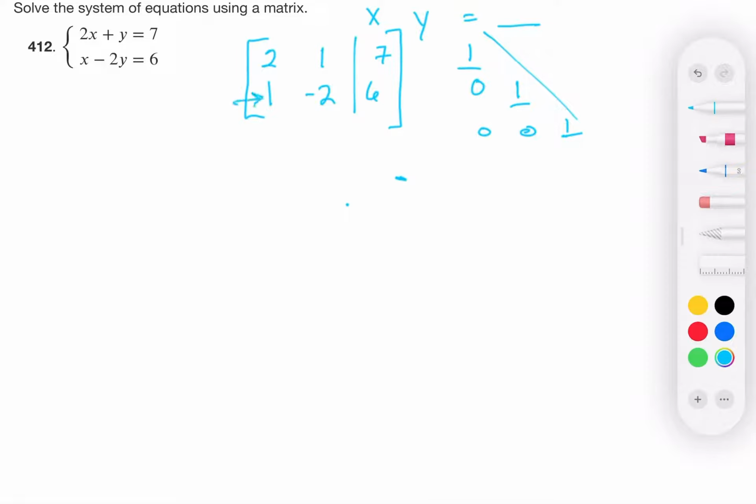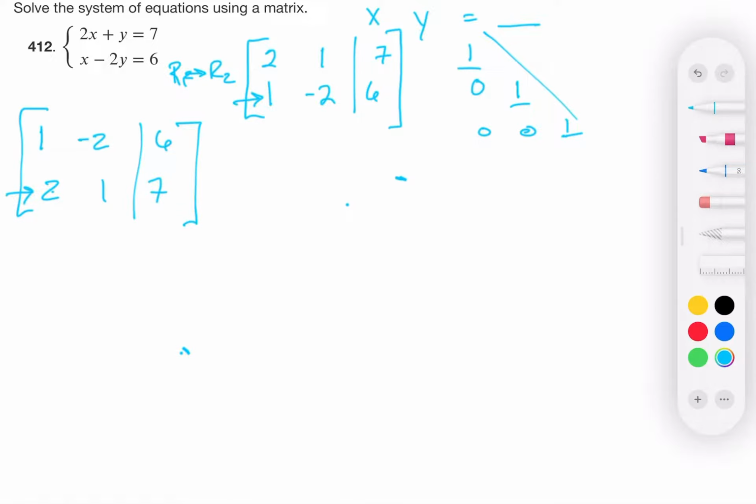Right here, we've already got the 1. So let's switch rows. Row 1 and row 2 are going to become switched. So we'll have 1, negative 2, and 6, and 2, 1, and 7. Now what we want to do is figure out how we can manipulate this so that it becomes a 0.